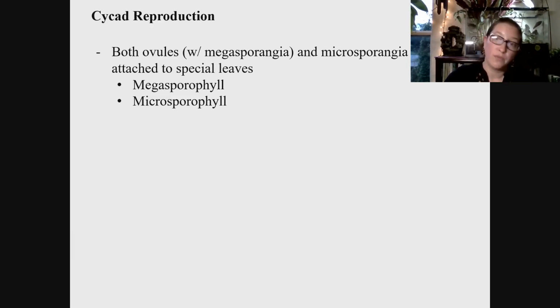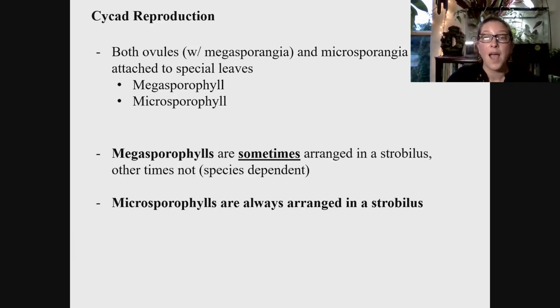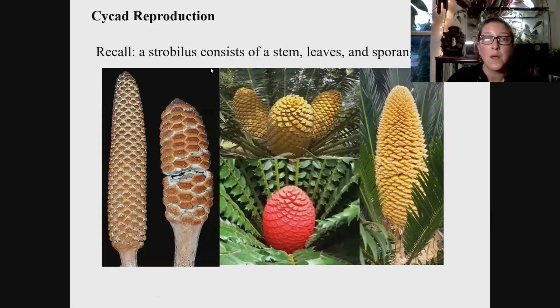Yes, and so just like we saw before in Selaginella, the ovules with the megasporangia inside and the microsporangia are attached to leaves that are called megasporophylls and microsporophylls. The megasporophylls are sometimes arranged in a strobilus, other times not. So remember the strobilus thing, right? Little organized sporophylls, where each leaf has a sporangium on it. Megasporophylls are sometimes arranged in a strobilus, but microsporophylls are always arranged in a strobilus. So that is helpful for identifying.